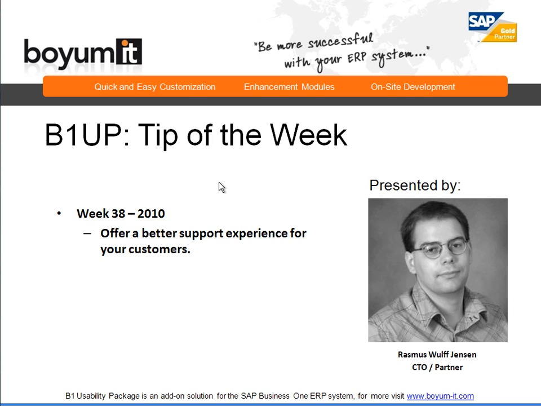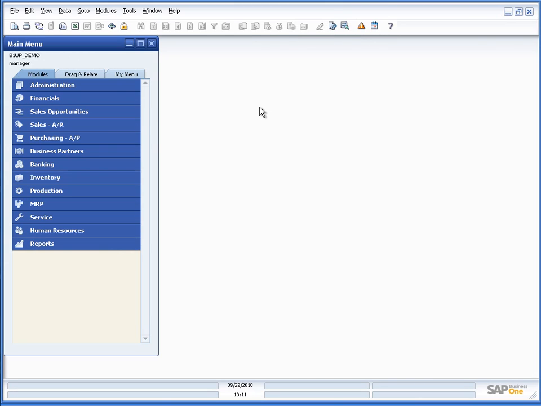My name is Rasmus Wolf Jensen and today's week is week 38 of 2010, where we'll be looking at how to offer a better support experience for your customers. So here we are in Business One, and you might think that B1 Usability Package is only for making functional requirements from the customer, but you can use it for so much else as well. For example, giving a better customer experience.